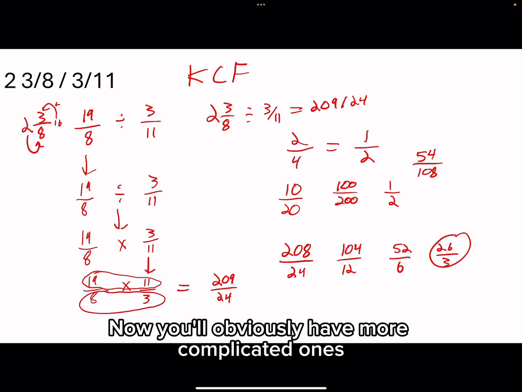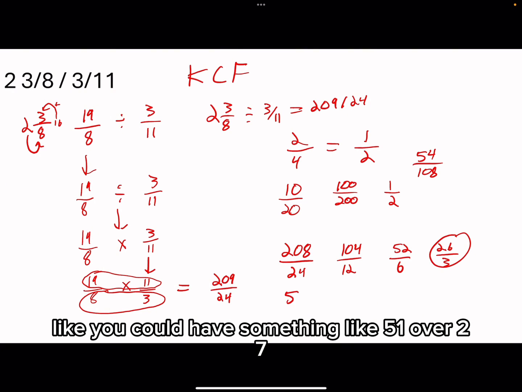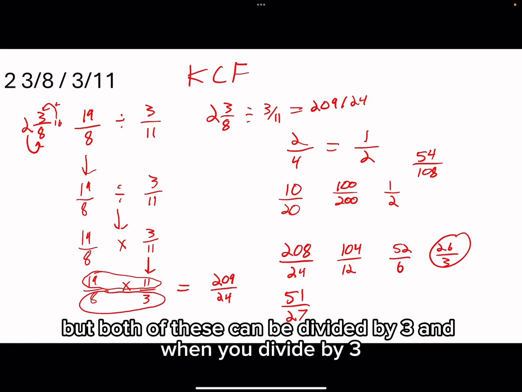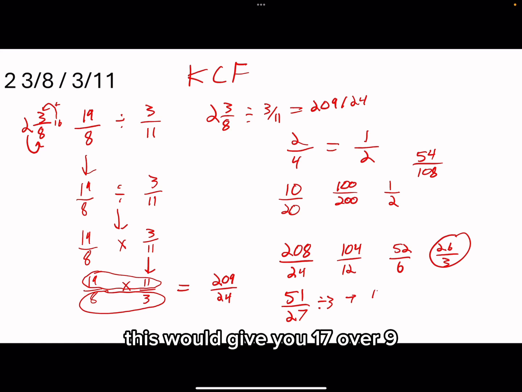Now, you'll obviously have more complicated ones. Like you could have something like 51 over 27. And that really might not be obvious, but both of these can be divided by 3. And when you divide by 3, this would give you 17 over 9.